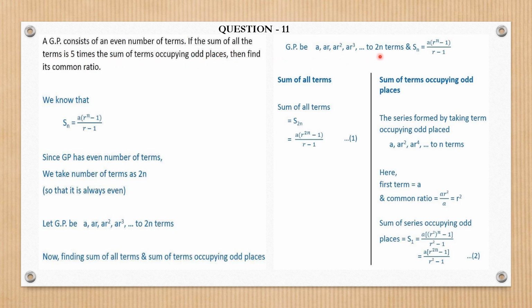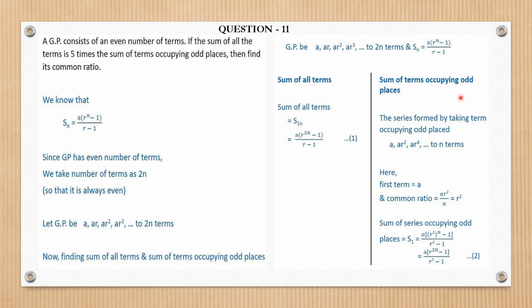So see, this is the sum of all terms: a, ar, ar square, and so on, up to 2n terms. Applying this formula, Sn is equal to this. I have to find S2n. So what will change? The r raised to power n will become r raised to power 2n, so S2n is a times r to the power 2n minus 1 upon r minus 1. This is the sum of all terms.